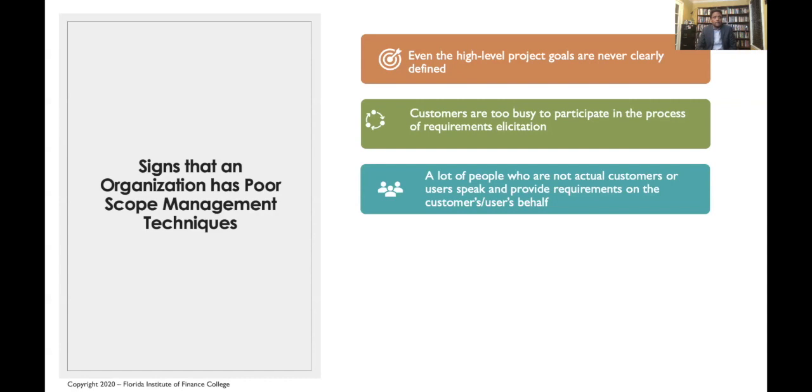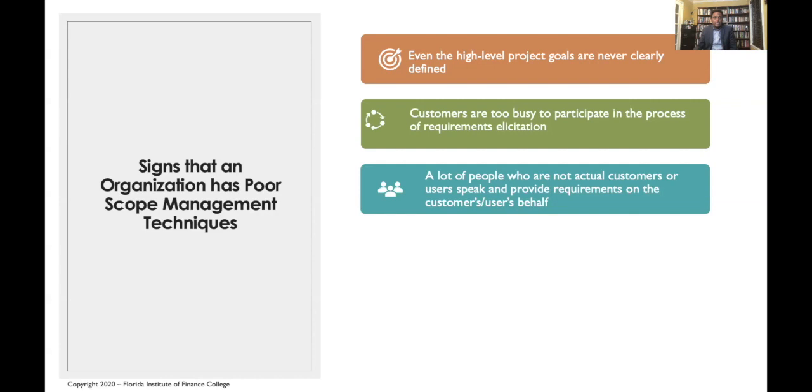The other one is a lot of people who are not actual customers or users speak and provide requirements on the customer's behalf. That's common. Sometimes we call them a proxy, requirement or system owners. They don't tell you the full picture. So it's always good to listen from the horse's mouth. Means that it's always good to get direct information from them.